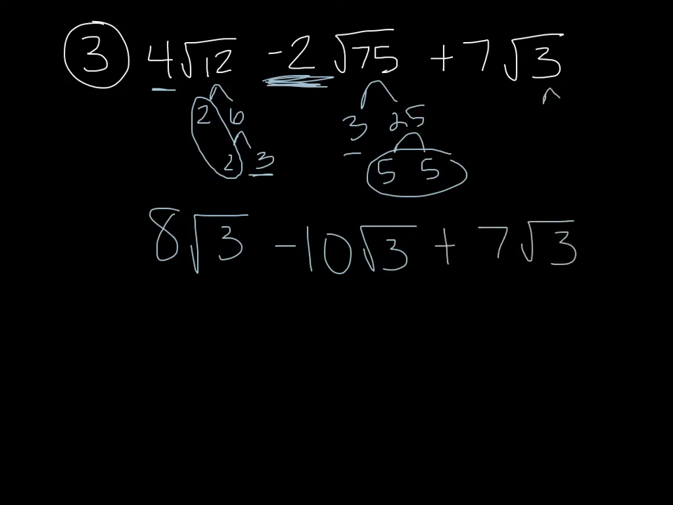Now if you look, they all have the same square root of 3. So you have 8 square root of 3 minus 10 square root of 3 plus 7 square root of 3. Well, 8 minus 10 is negative 2 plus 7 is 5 square root of 3.